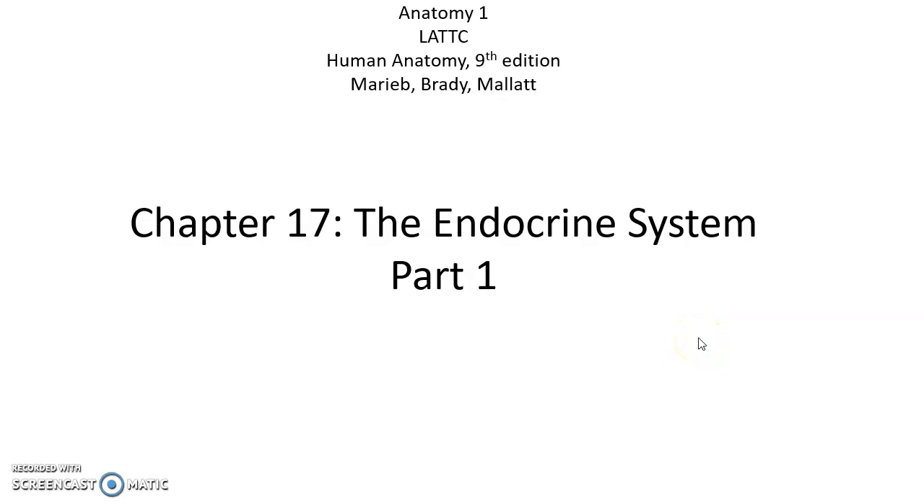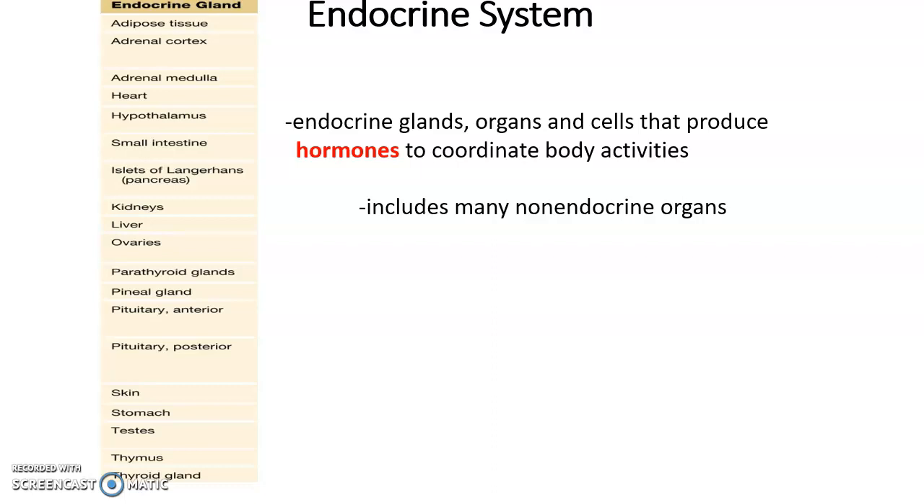Chapter 17, the Endocrine System, Part 1. So, the endocrine system is a diverse collection of glands, organs, and cells, and the thing that links all of them is that they produce hormones that coordinate body activities. Every structure in the endocrine system produces hormones of some kind.